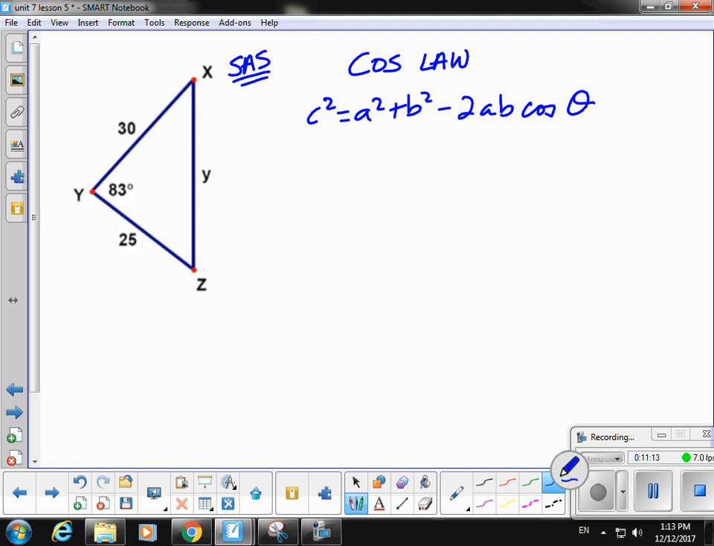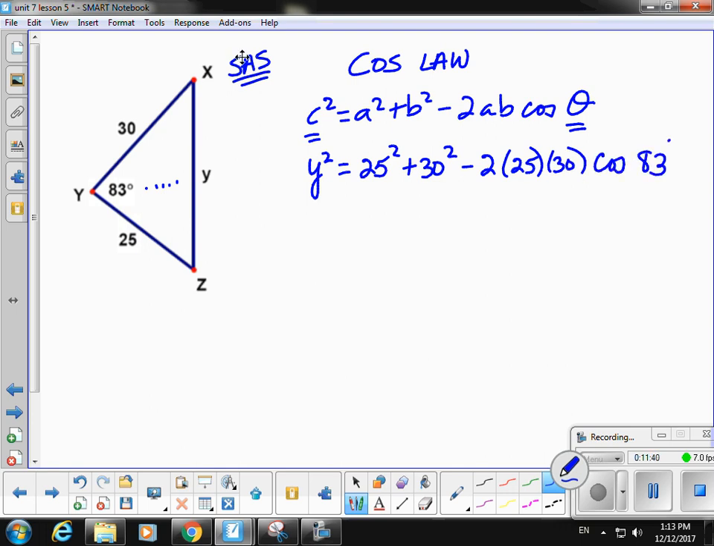If I have an angle of 83 degrees, that goes at the end of the equation, and so I have to start my equation with the opposite side. So I'm going to set it up as y squared equals the other two sides squared, 25 squared plus 30 squared. Subtract 2 times one of each of those, 25 and 30, cos the angle 83. I just need to type that into my calculator very carefully. Try it on yours as well, please.